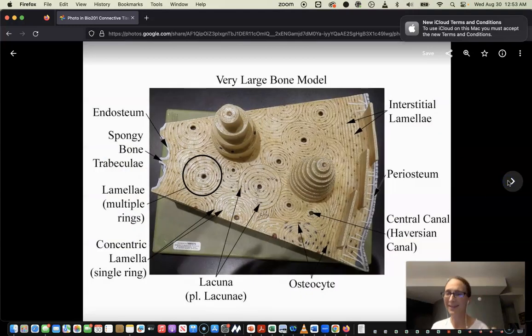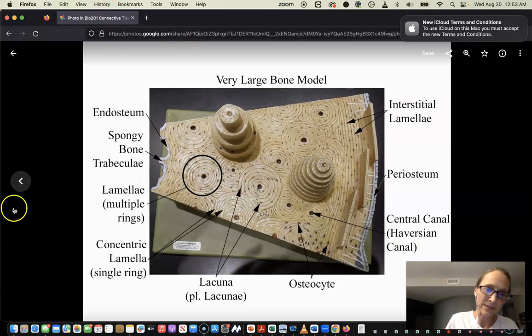There we go. Okay. So again, here, if you look, technically this interstitial lamellae would go all the way around, because again, this is a cross section through a big bone.